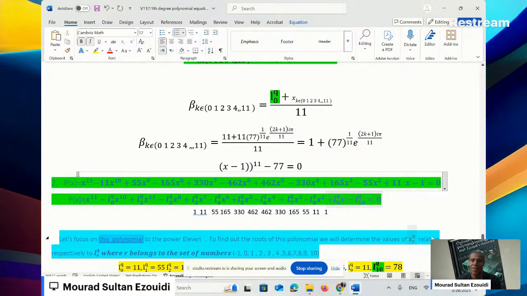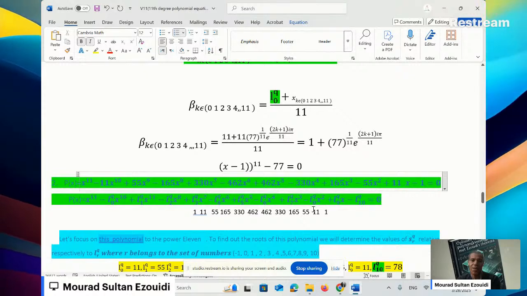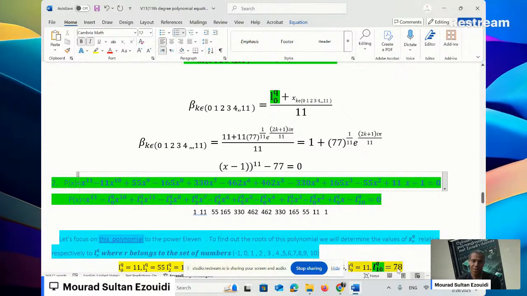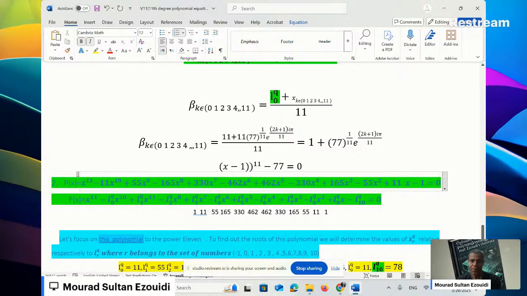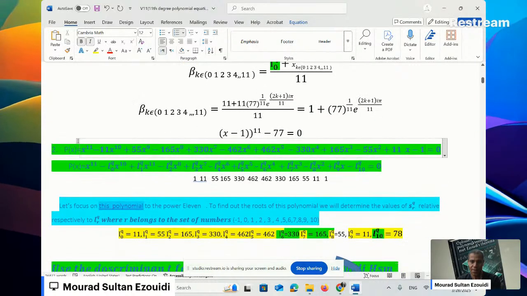Okay, let's start, my kids. So the coefficients of my original polynomial equation have to be written as the following. Okay, let's go step by step.